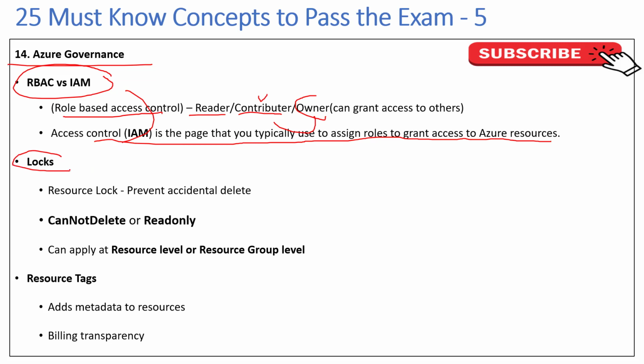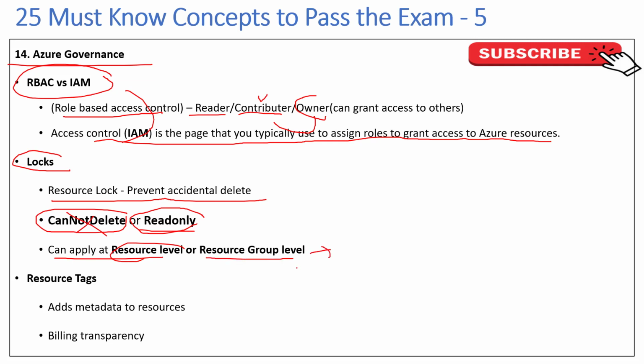Then locks are another important concept. You can expect at least one question. Resource locks are basically used for preventing accidental deletion. They can be in 2 forms. Cannot delete: you can modify and read, but if you apply cannot delete, then you cannot delete the resource. The other one is read-only. You cannot even modify; you can only read what is there in the service, but you cannot modify or delete. It can be applied at two levels, at the resource level as well as the resource group level. This is more like an application level if you have multiple resources within the resource group.